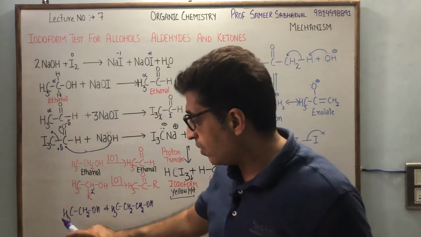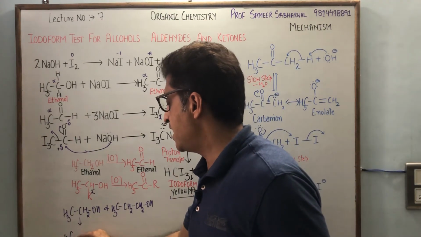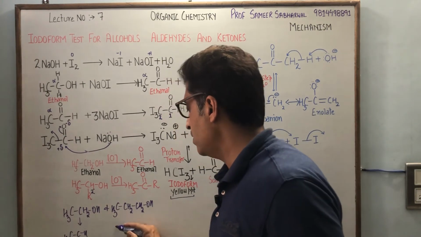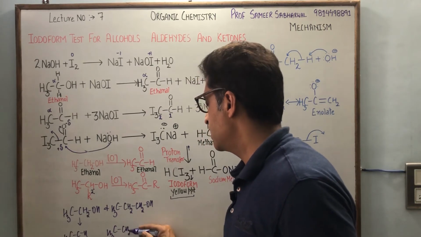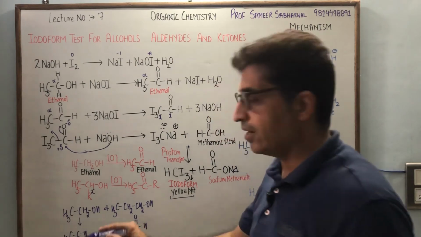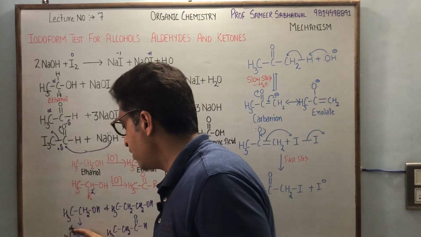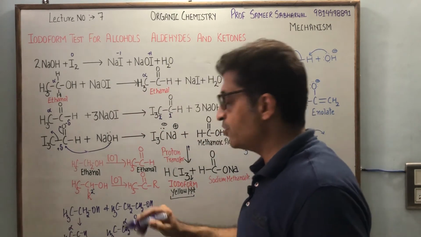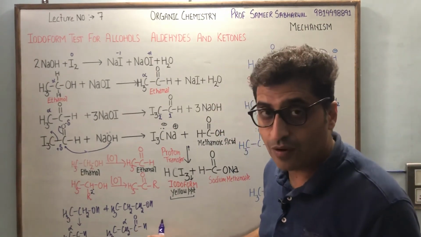So ethanol on oxidation gives ethanal, and propanol on oxidation gives propanal. Now do a comparison. Here we have 3 hydrogens on the alpha carbon, and in this case we have only 2 hydrogens on the alpha carbon. So it means we are not going to get iodoform from propanol.